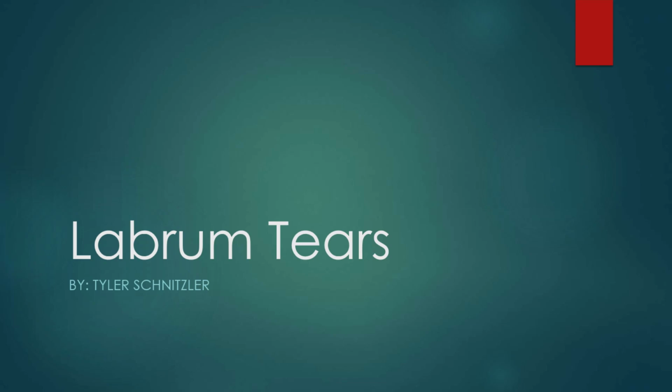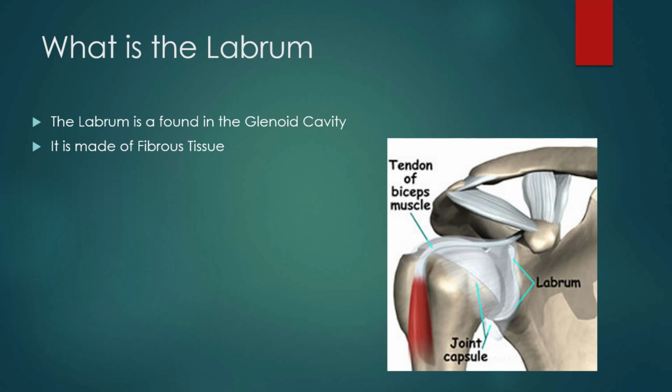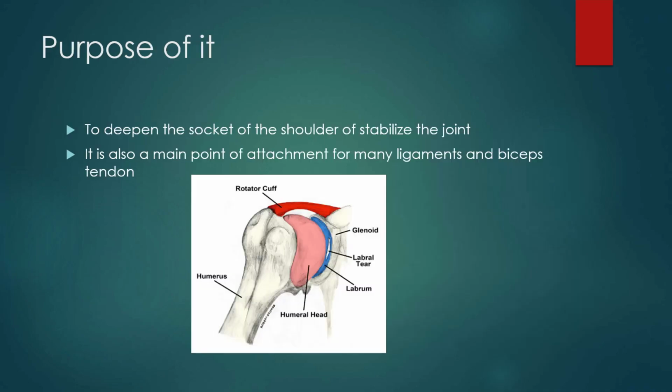All right, this presentation is going to be looking over glenoid labrum tears. The labrum itself is found in the glenoid cavity and is made of a fibrous tissue to deepen the socket of the shoulder to stabilize the joint. It is also a main point of attachment for many ligaments and also the biceps tendon.